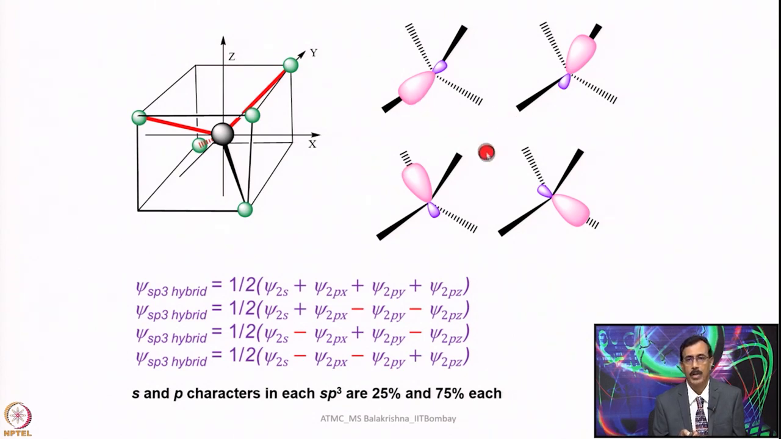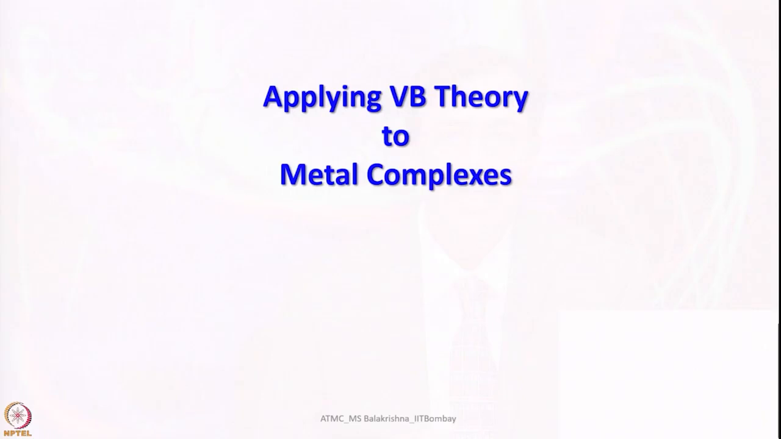This is how the 4 sp3 orbitals would look, and it is very convenient if you imagine these 4 orbitals inside a cube. If you place the central atom at the center of a cube and place the ligands on alternate corners, this is how it looks. The 4 peripheral atoms are disposed at 4 alternate corners of a cube, and it makes a perfect tetrahedral geometry. In this one, as I mentioned, s and p characters are respectively 25% and 75% in each of these orbitals. So let us now extend this valence bond theory to metal complexes.